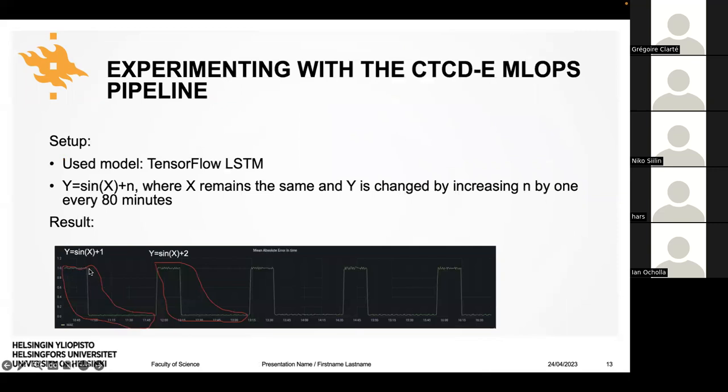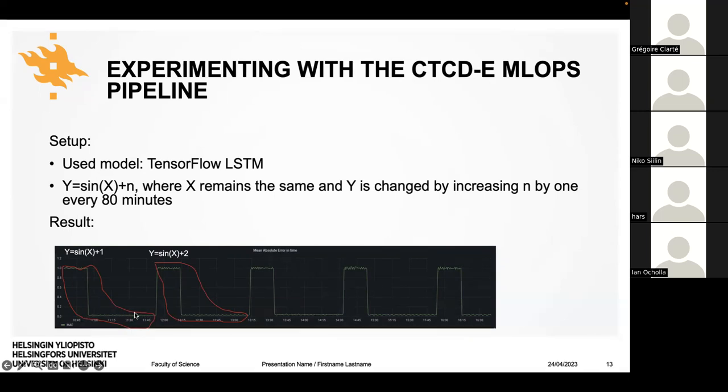So up here, the forecast is almost perfect. Then we got to this point where the function changes. That's no longer sin x, but it's sin x plus one. And of course, then our model starts to do very bad work.